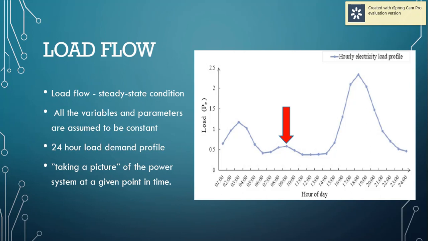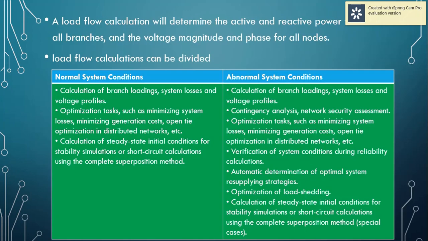It shows a 24 hour load profile of a particular power system or a particular area. If you want to analyze this system, if you want to find the behavior of this system, for example, let's take 10 a.m. We will initialize 10 a.m. into the system and we'll perform the load flow analysis. As I told you before, it's a steady state analysis, so it will reflect the system condition for a certain point in time. That's very important. In a nutshell, we can say it's like taking a picture of a power system at a given point in time.